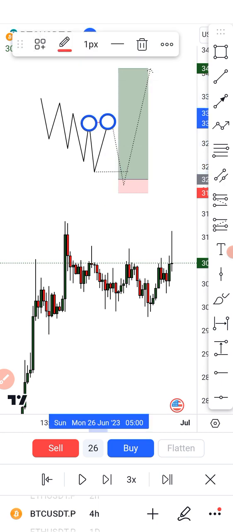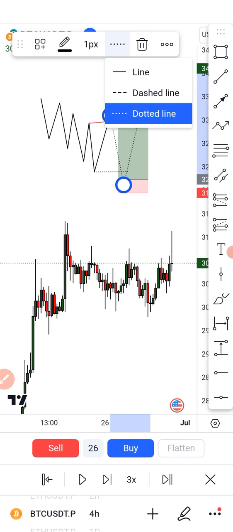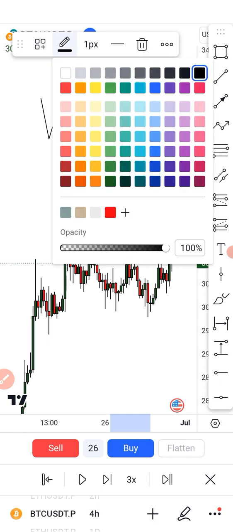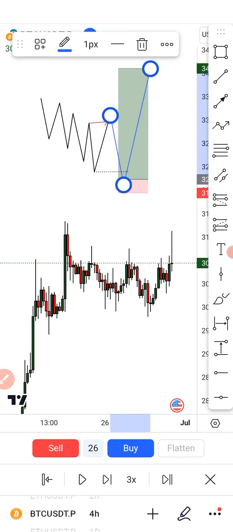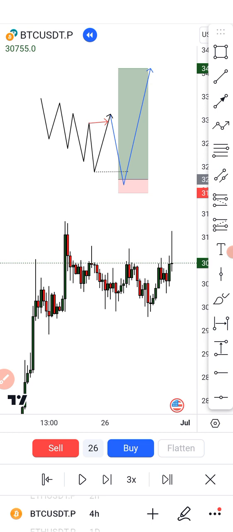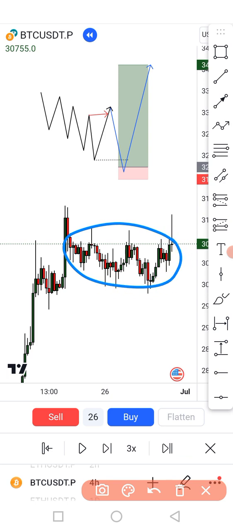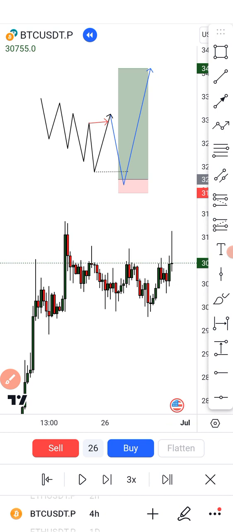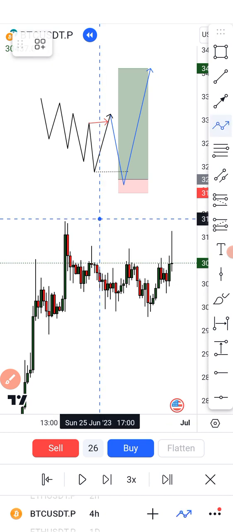Sorry, it's not visible enough. Let me change the color to, let's say, blue. So this is exactly what we're expecting to see in the market. Now let us analyze this particular market to see if we can spot this structure and how we can take advantage of it. Let me get my path tool so you can guide me.